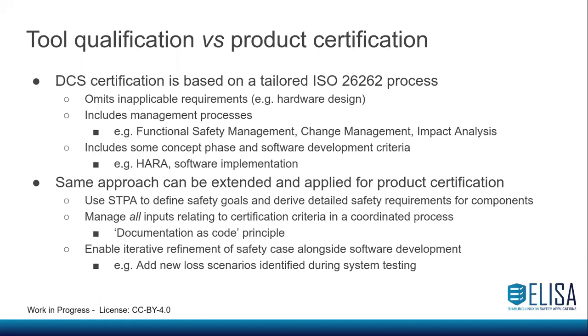So although this was a tool qualification, a lot of the principles are equally applicable for a product certification. Just as we've used STPA to define the safety goals for our tool, we can use it to define them for the system, and derive the detailed safety requirements for those. And just as we managed all the inputs that we needed for certification in a coordinated process, you could apply the same principles there. The documentation as code principle is one that's useful there.